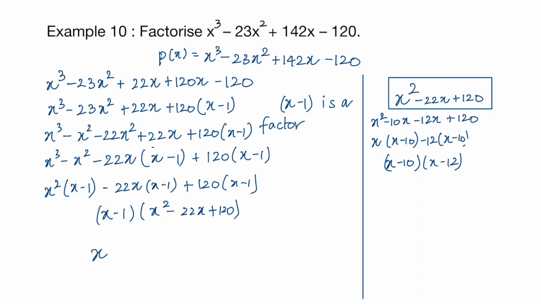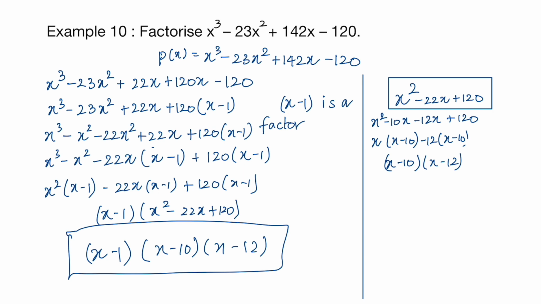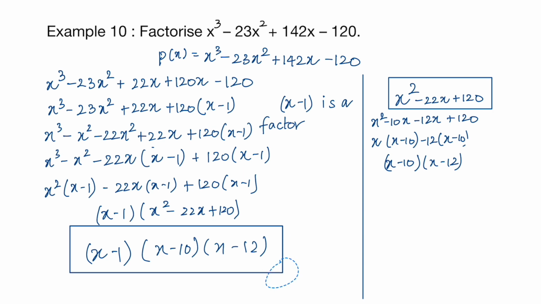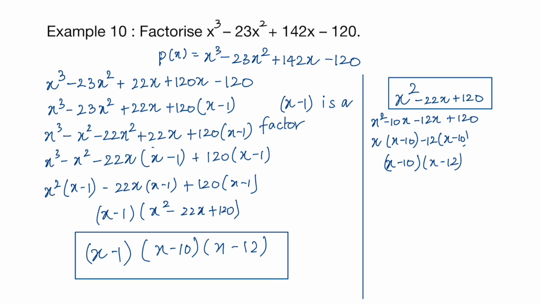We already have x minus 1 here, so x minus 1 into x minus 10 into x minus 12, and that is the final factorized form of this cubic polynomial. Okay, so this is the answer to this question.